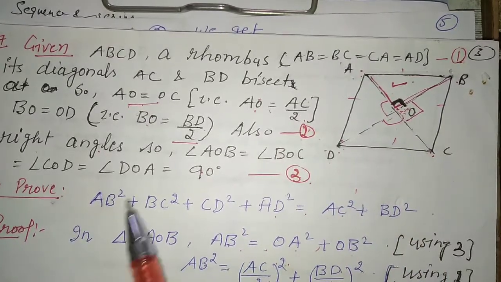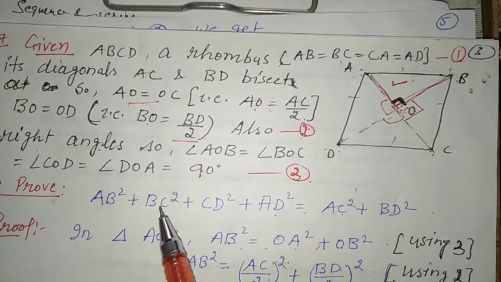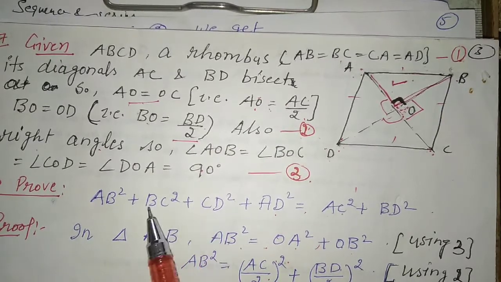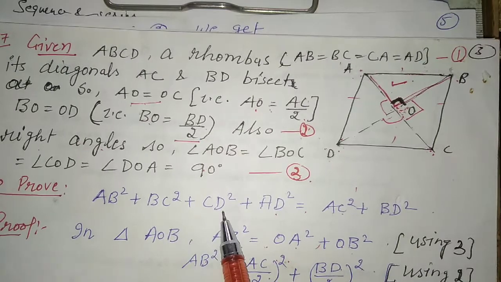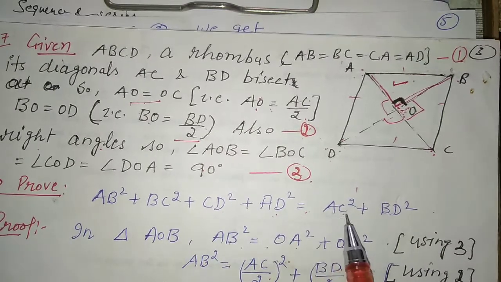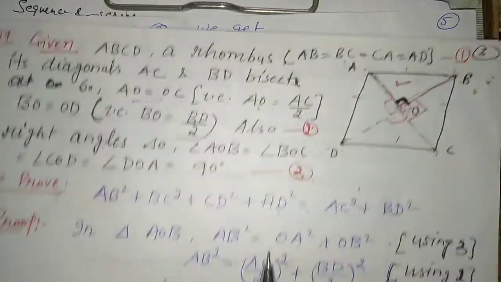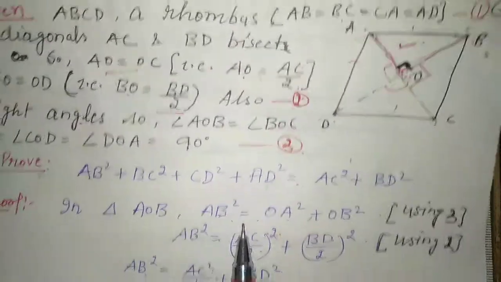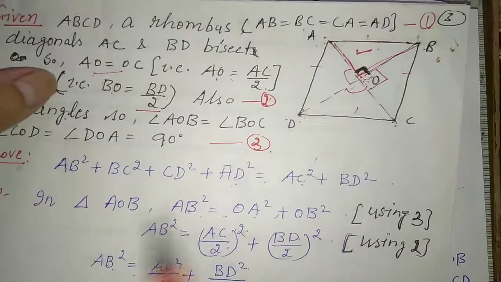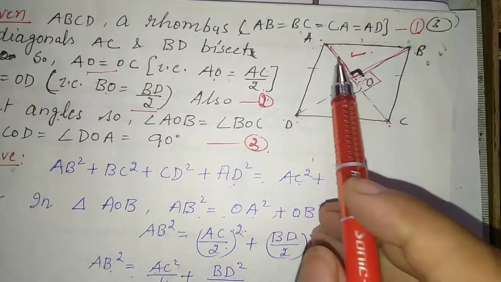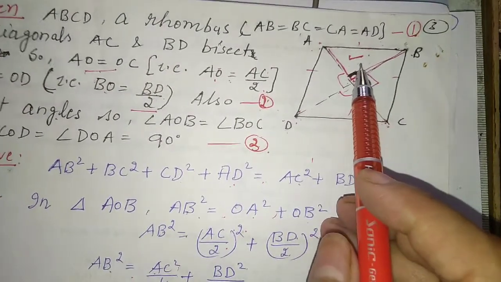Now, what we have to prove? We have to prove that the sum of the squares of the sides, AB square, BC square, CD square, AD square, is equal to the sum of the squares of the diagonals, that is AC and BD. Okay. So here we have triangle AOB. We will take this triangle AOB first.